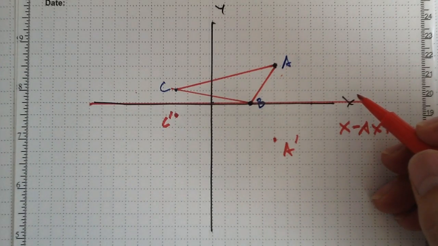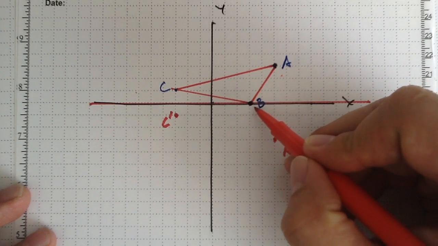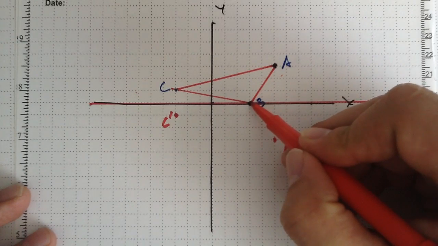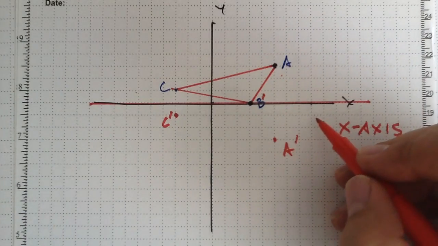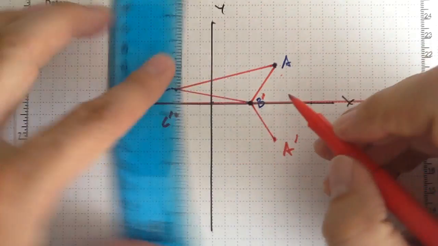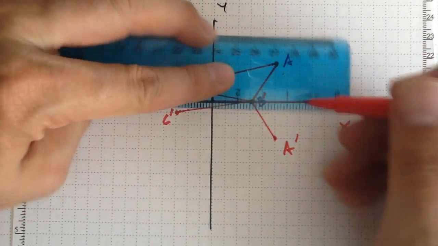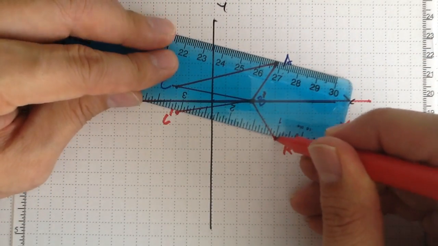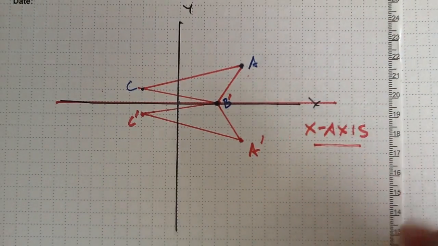And then this sometimes happens as well: in this case, B is on the line of reflection itself, so it really doesn't go anywhere. It's 0 units away from the line of reflection, so B and B prime are the same thing. Now, if I've done this right and I join together my points, what I should get is a congruent triangle, but it's just the mirror image version of the original. All right, so that's reflecting over the x-axis.